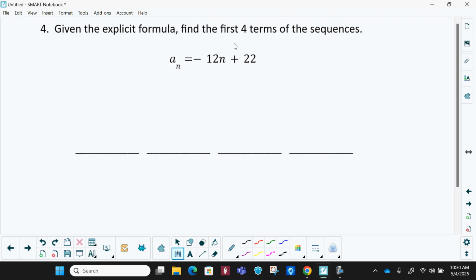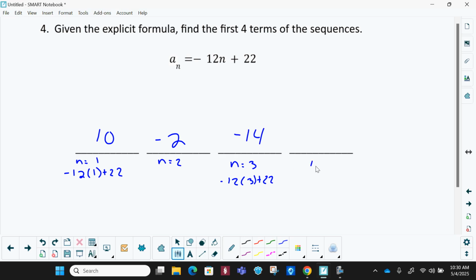So some of these you have to do a little extra to get there. I'm going to be honest, I love this first 4 terms. So what you're going to do here is plug in n equals 1. You're going to just do negative 12 times 1 plus 22. We get 10. And then you're going to plug 2 in. Then plug in 3, so negative 12 times 3 plus 22. You're going to get negative 14. Then plug in n equals 4, and then you're going to get negative 26. So cute little plug and chug.